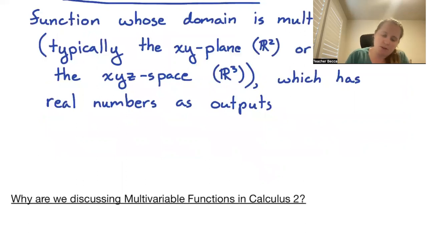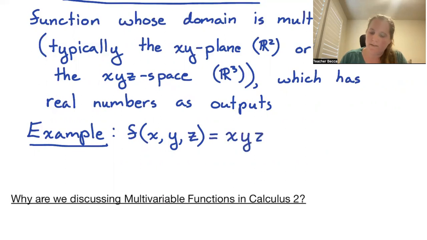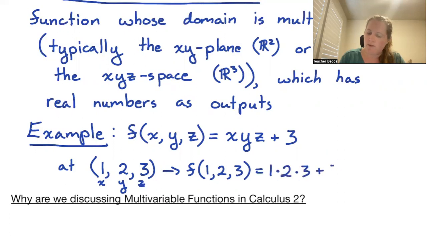So an example of a multivariable function might be f of x comma y comma z is equal to xyz plus 3. So if we evaluate at the point 1, 2, 3, so a three-dimensional point x, y, z, we get f of 1, 2, 3 would be 1 times 2 times 3 plus 3, or what is that, 9.